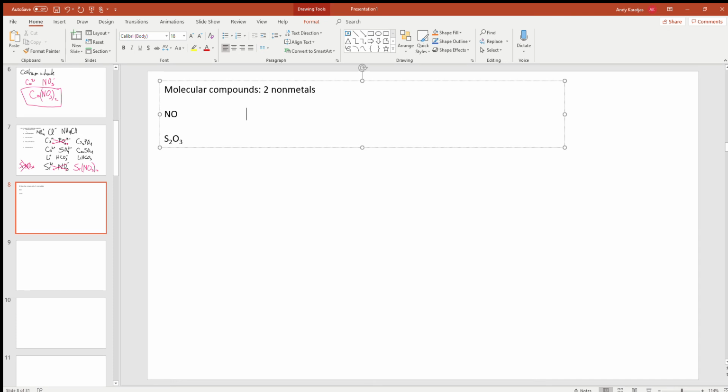So we start by naming the first element, which is nitrogen. And then, as before, we go -ide with the second element. But the problem is, that's not enough information. We can have 1 carbon and 2 oxygens, or 1 carbon and 1 oxygen, and they're completely different molecules. So we're going to need to be a little bit more specific in the name. And we do that by adding a numerical prefix wherever necessary.